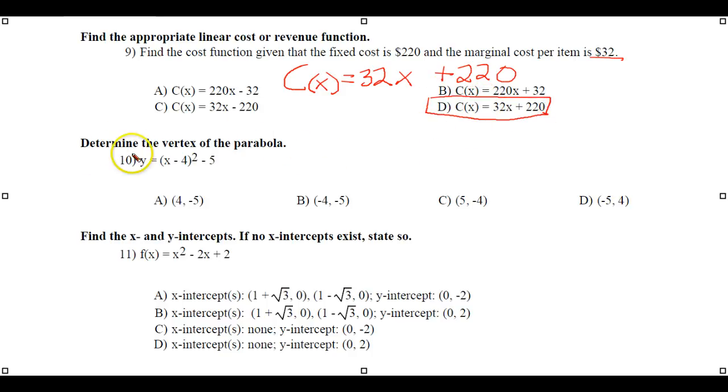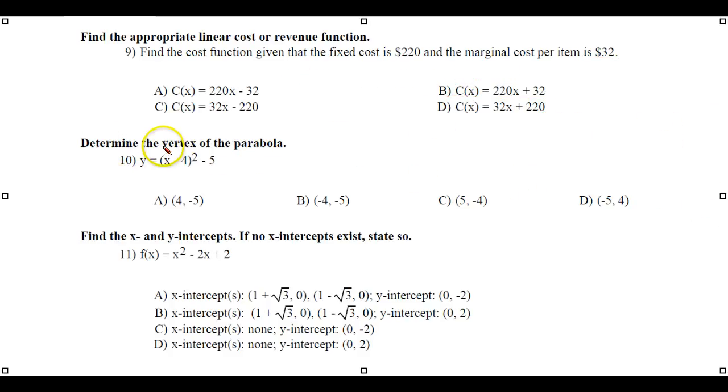And for number 10, we're asked to determine the vertex of the parabola. Well, if you recall, the vertex formula is a times x minus h, the quantity squared plus k. There we go.